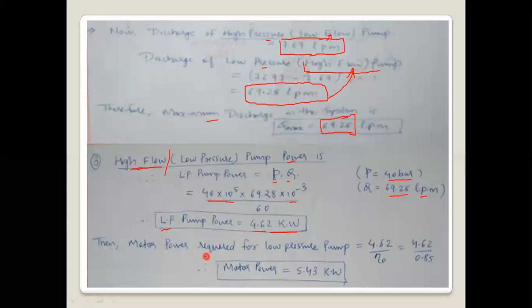Since the motor power efficiency was given, it is around 85% overall efficiency, I will divide it by the overall efficiency. Then finally I will get the motor power, that is 5.43 kilowatt. That means I am getting the power from the motor, that is 5.43 kilowatt, but the pump will be giving 4.62 kilowatt. Why? Because of the efficiency losses, that is 85%.